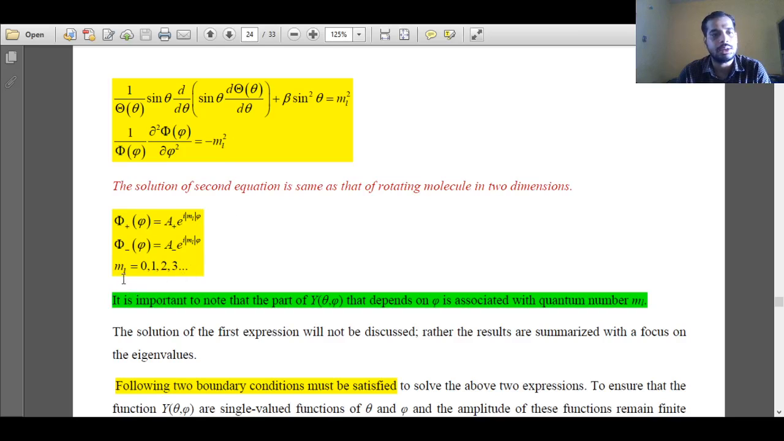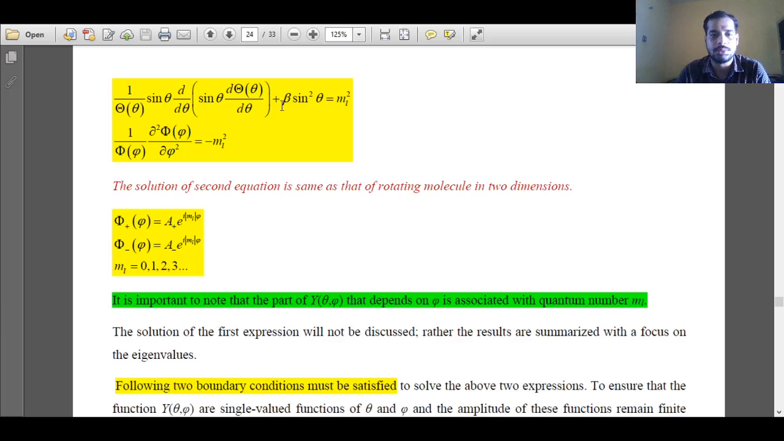Now when we applied the boundary condition, what were the values of ml that we obtained during the solution process? The ml values that we obtained were 0, plus or minus 1, plus or minus 2, and plus or minus 3. Here I have taken the modulus, that's why I am not writing plus or minus, but actually the ml values are 0, plus or minus 1, plus or minus 2, plus or minus 3, and so on. So this is the solution for the second expression.